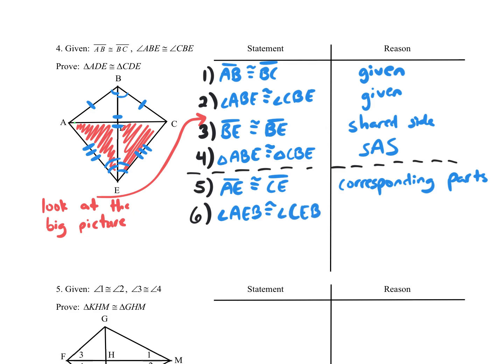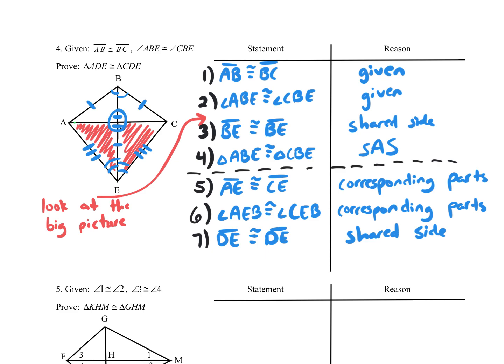What would the reasoning be for that? Yep, corresponding parts again. Okay, we need one more piece of information. What else can we assume about these two triangles here? The shared side. That shared side again, yep. Some of you might argue that we already labeled that shared side, but we necessarily haven't labeled just this side DE here. So for our 7th statement, DE is congruent to DE because it's a shared side.